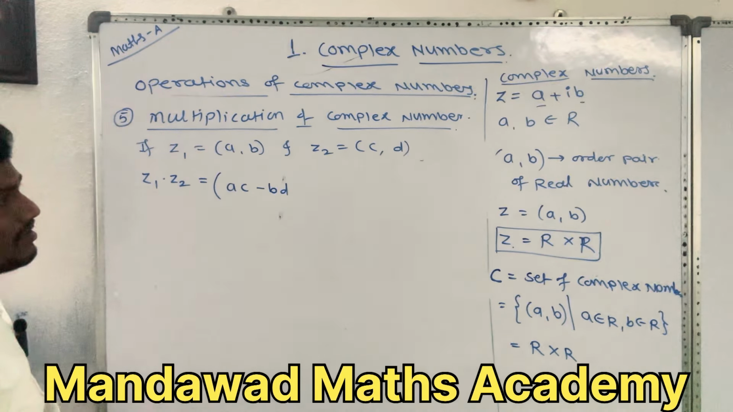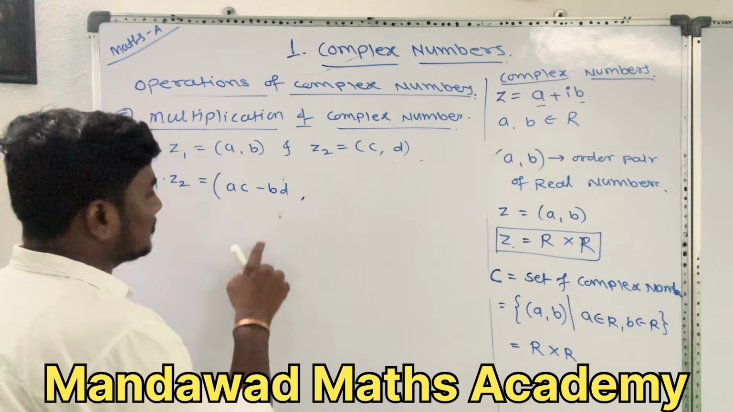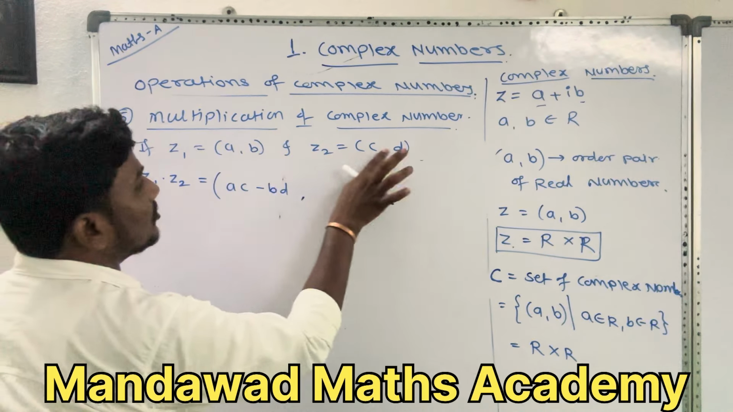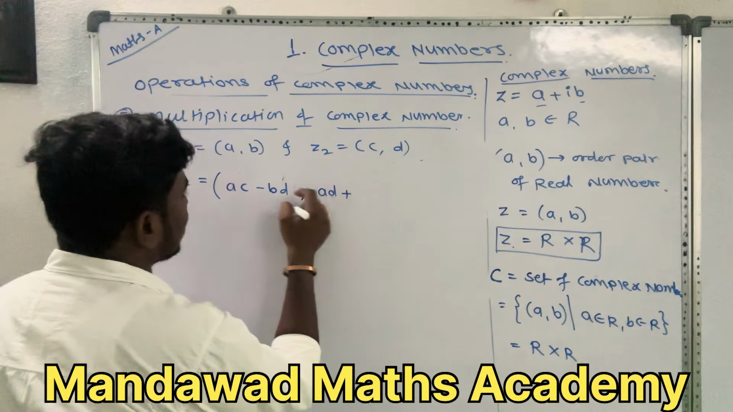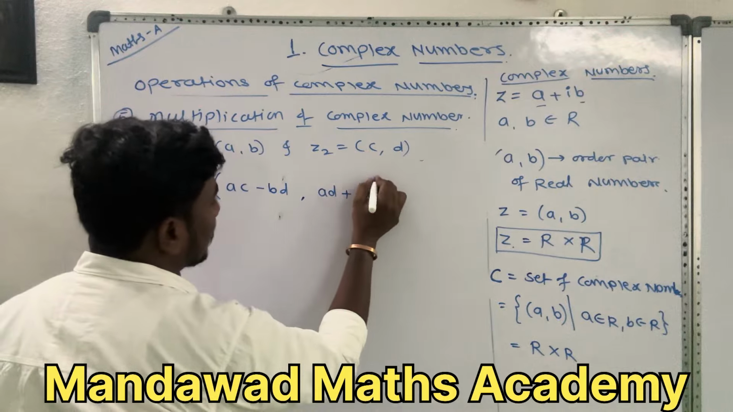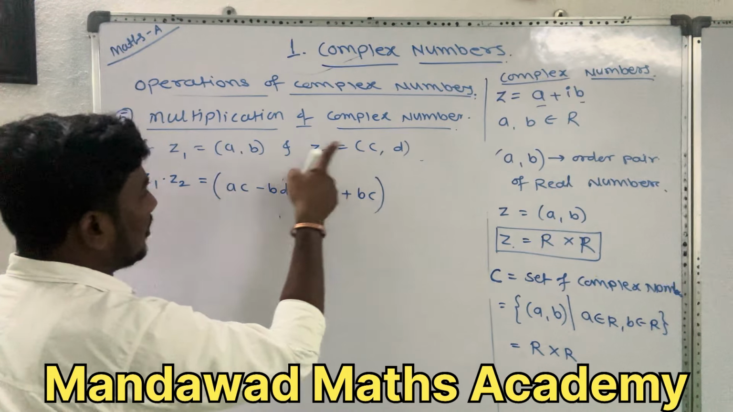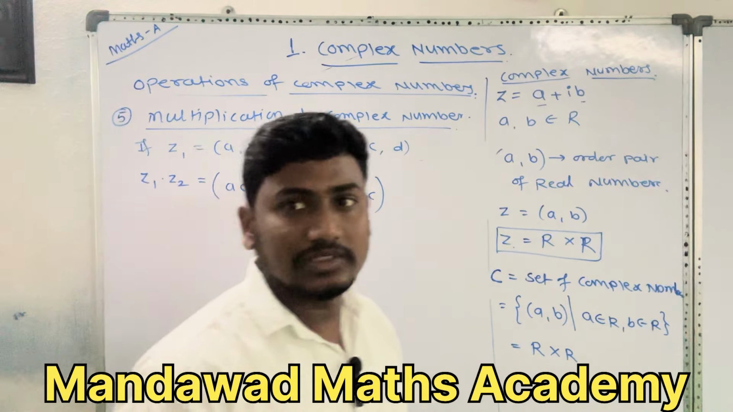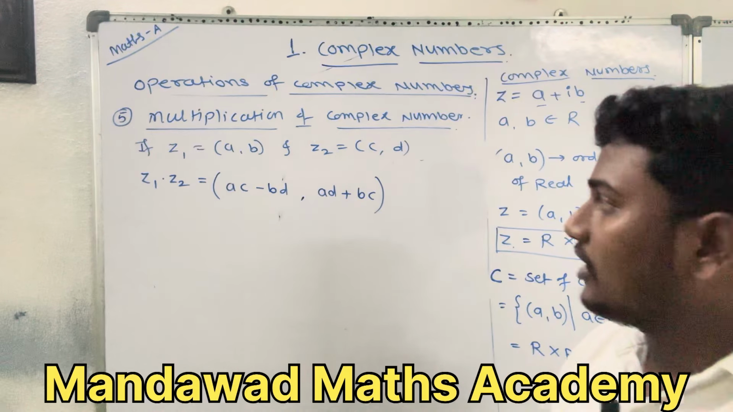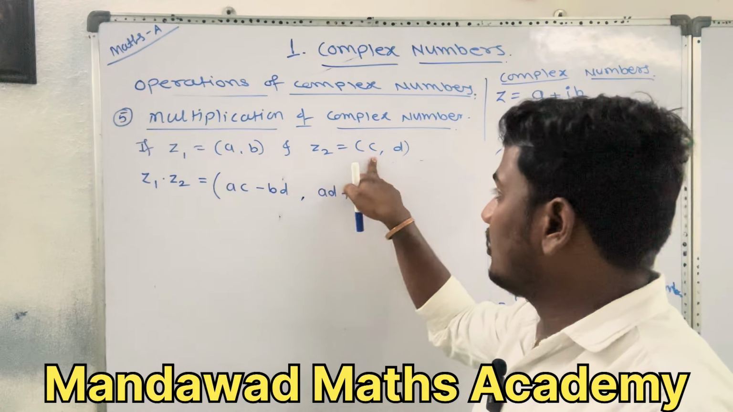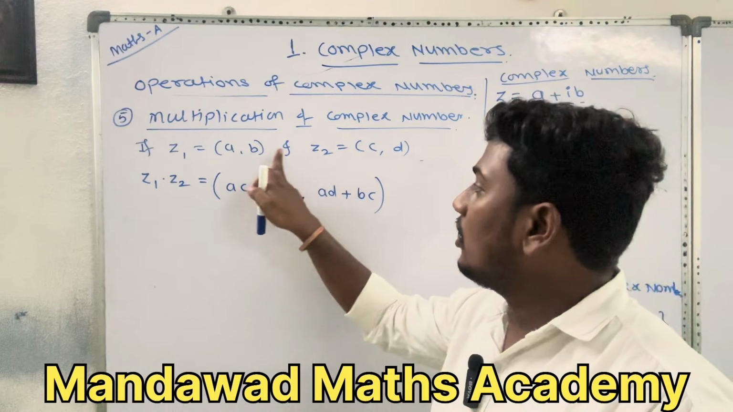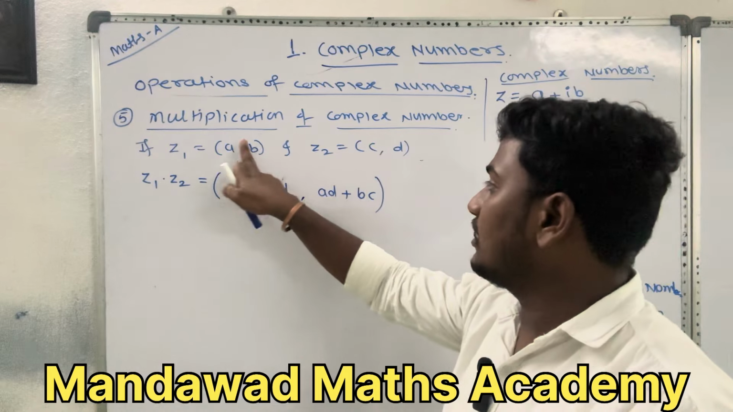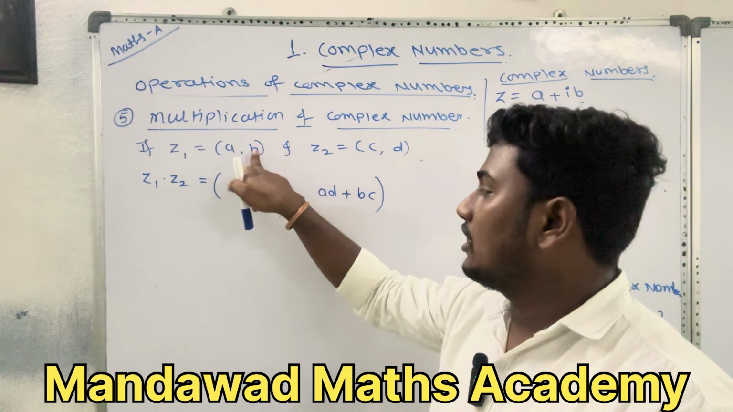You can write like this: AC minus BD, comma, this is the first component; and the second one, A into D, AD, plus B into C, BC. You can write like this: real, imaginary, real. Here you can write plus. So this is Z1 into Z2. The product of two complex numbers, Z1 into Z2, is A into C minus B into D, comma, imaginary part is A into D, real part, imaginary part, plus imaginary part, real.